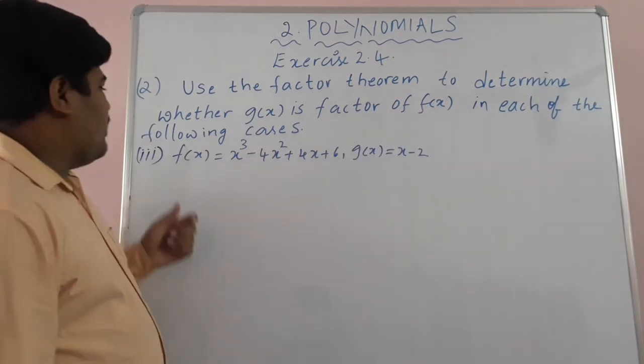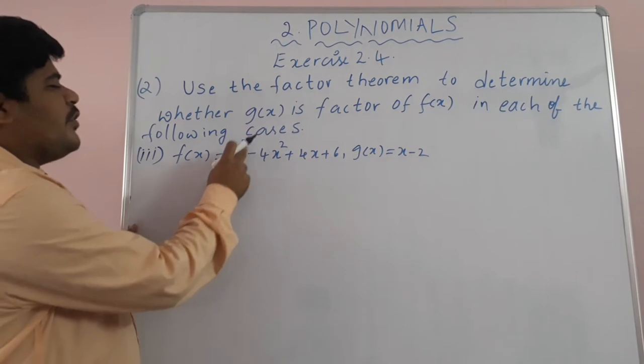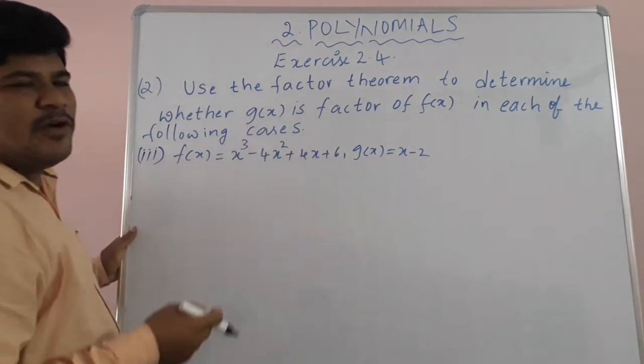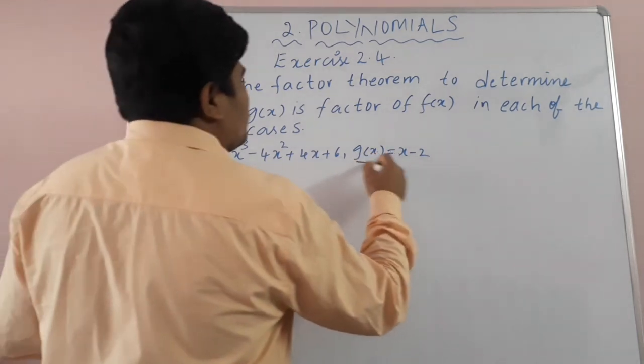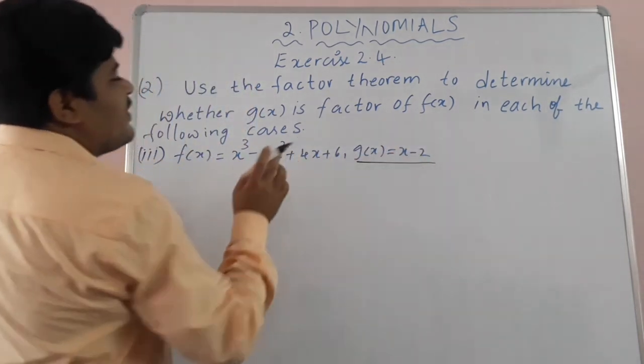Children, now let's see problem number 3 in second bit. f of x is given as x cube minus 4x square plus 4x plus 6. This is a given polynomial. And g of x is x minus 2. This is the linear polynomial. We have to test whether this is a factor of f of x or not.